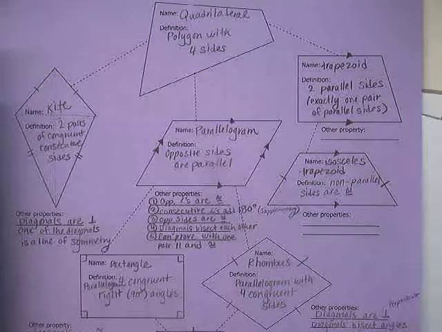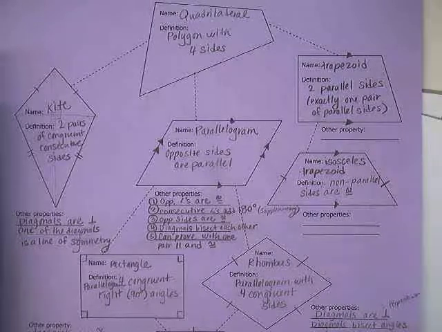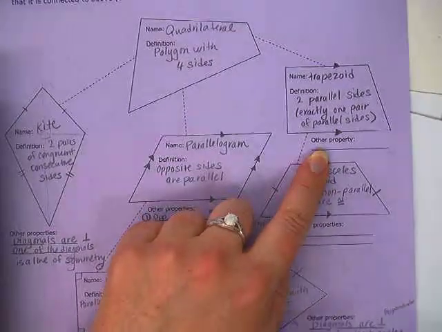Raise your hand if you think kites and trapezoids are related. No. Okay, they sort of are because they both have 4 sides. But that's the only thing they have in common. Otherwise, kites and trapezoids are completely different things other than the fact that they both have 4 sides. Okay, trapezoid.